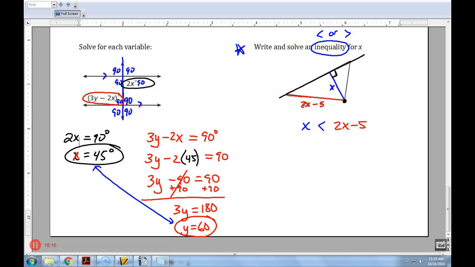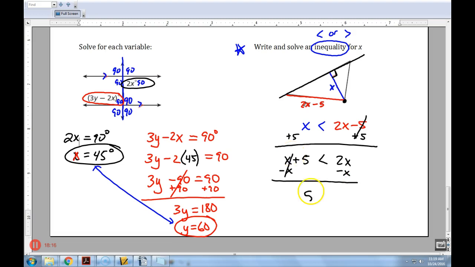A couple different ways I could do this. I think it might be easier to start off by adding 5 to both sides. I'll show you why in a second. So that's 2x, x plus 5. Now I'm just going to subtract an x from both sides, and I get 5 is less than x. And using the symmetric property, I can flip that around. Same thing, I just like having the x on the left.